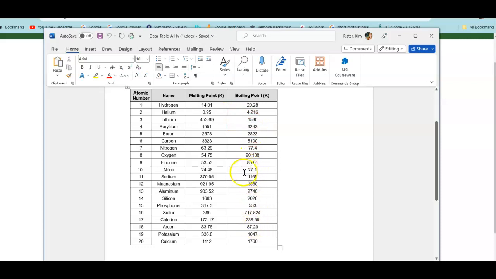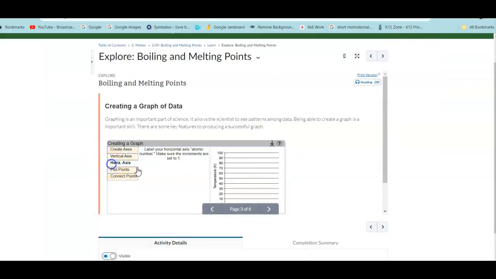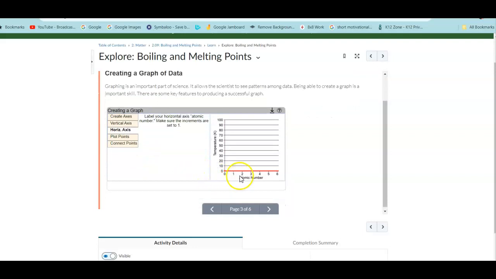We have one that goes up to 5,100, so 2740, 2628. There's a lot of numbers that are over 100 there. And then our horizontal axis, a little easier.